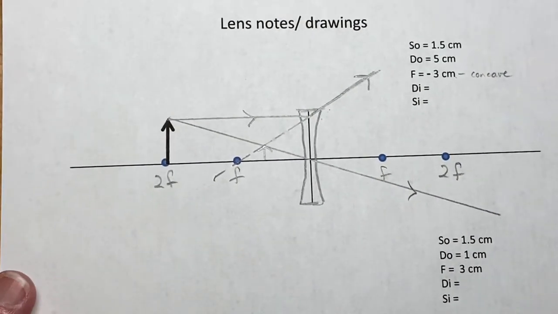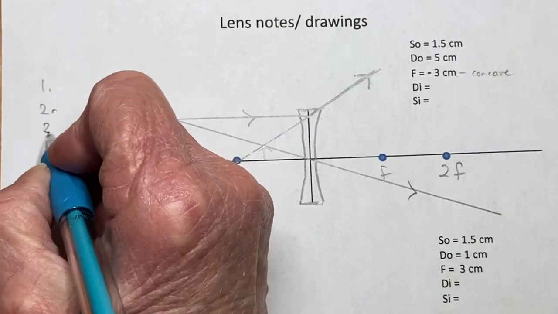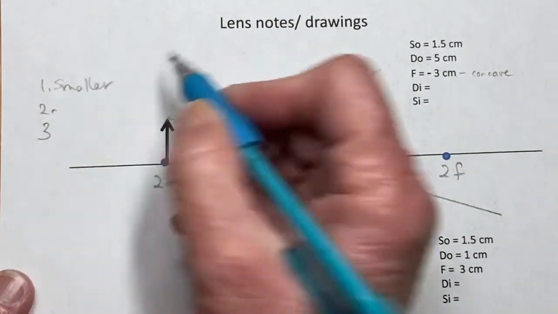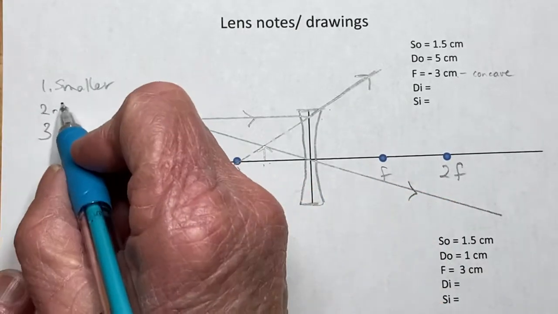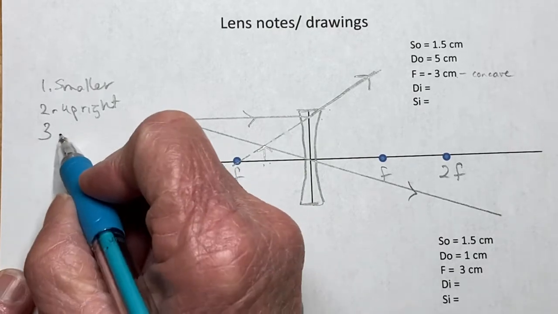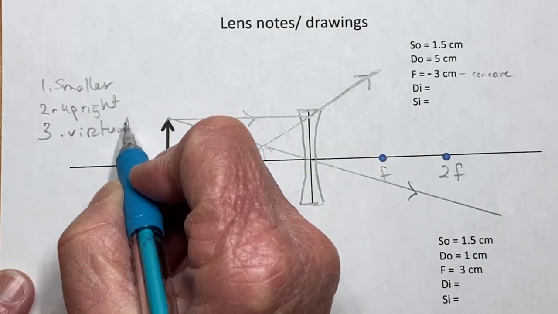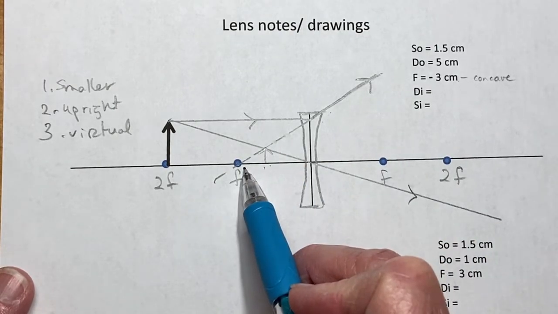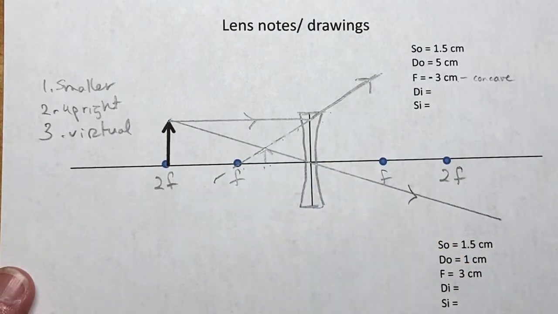All right, so we're going to add 1, 2, 3. First of all, this is definitely smaller than that. It is upright, which in itself means it's virtual. In other words, you could see it in the lens, but you would not be able to make a picture of it. And the fact that I had to do the dotted line back.